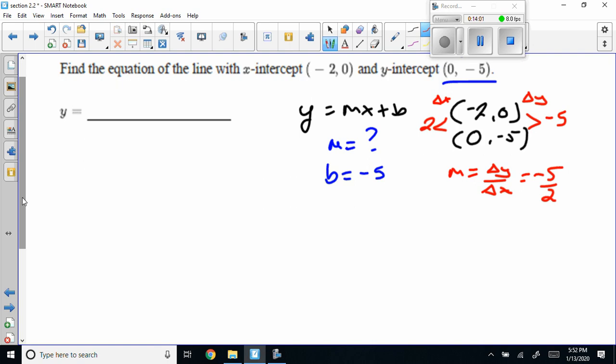Can I simplify 5/2? Not from a fraction standpoint. I can convert it to a decimal, but that'd be about all, right? So when I write this, it's y equals -5/2 x minus 5.